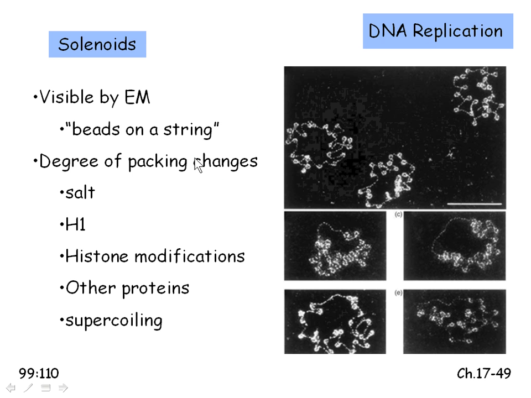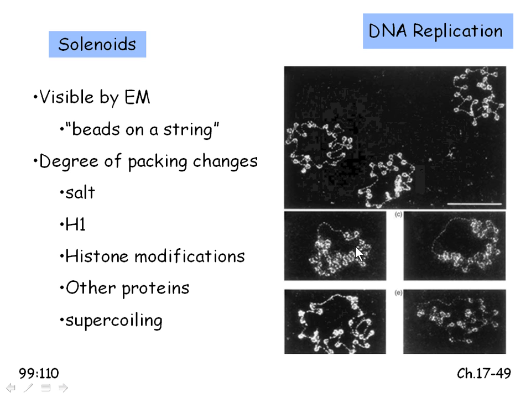These solenoids can actually be seen by electron microscopy. And again, you can see the beads on the string model. Here you can see the compaction of the DNA, what looks like little beads on this string of DNA.